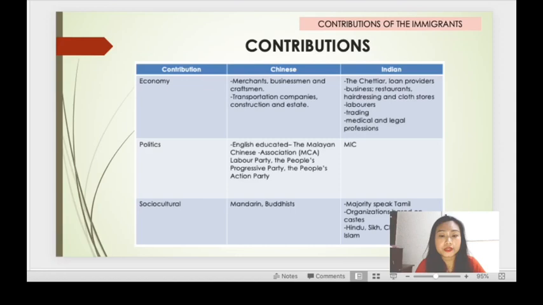How about politics? The contribution of these two communities in politics. So for the Chinese, they are mostly English educated, yeah? So the Malayan Chinese Association, MCA, was formed by the Chinese. The Labour Party, the People's Progressive Party, and the People's Action Party also consist of Chinese. How about the Indians? Mostly it is MIC. In terms of socio-cultural, the Chinese contributed the Mandarin language and also the Buddhist religion. Meanwhile, for the Indians, the majority of them speak Tamil. So they also contributed organizations based on castes and also Hindu, Sikh, Christian and Islam.